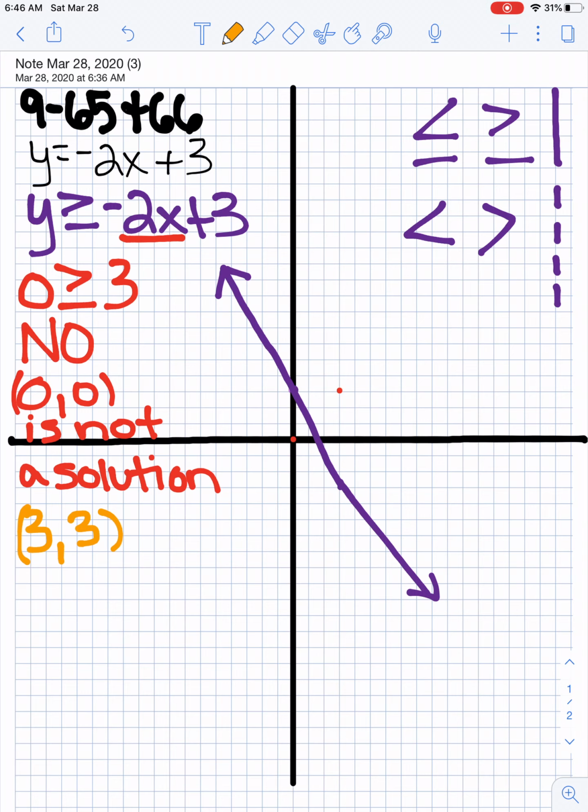So I'm going to put 3 in for y. 3 is greater than or equal to, now I'm going back up to that original equation. Now I'm putting 3 in here for x. So negative 2 times 3 is negative 6, and negative 6 plus 3 is negative 3. Is 3 greater than negative 3? Yes, which means everything above this line is going to be a solution.